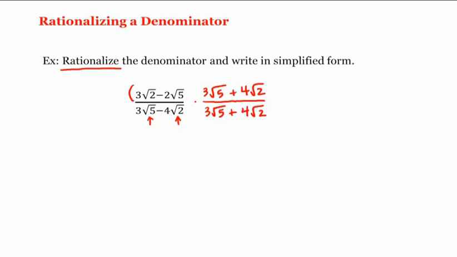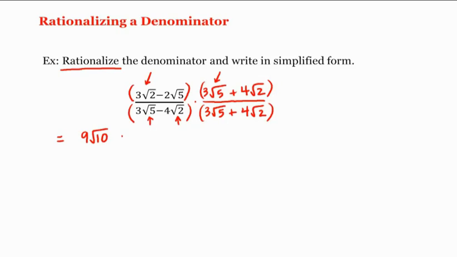Let's put parentheses here so we know that we're going to FOIL both the numerator and denominator. So what do we get? Looking at the numerator here, we have 3 square root of 2 times 3 square root of 5. And the square root of 2 times square root of 5 is square root of 10. And 3 times 3 is 9. So this is equal to 9 square root of 10.